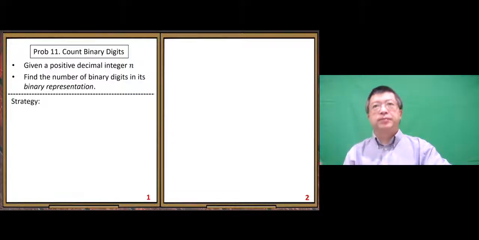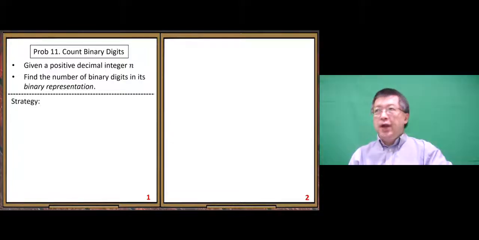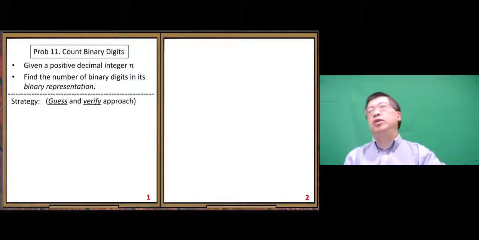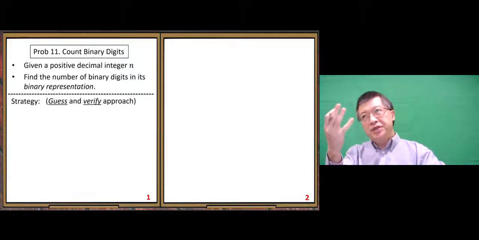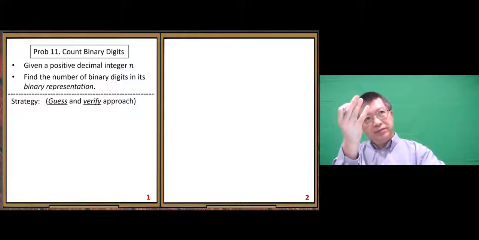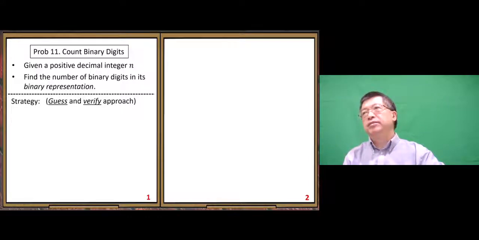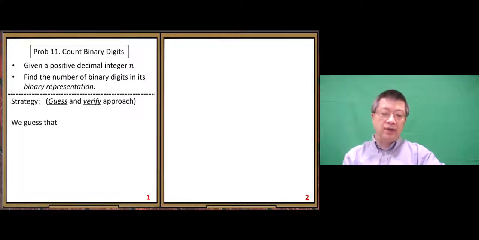The strategy. Here we use a strategy we used several times before. That is the guess and verify approach. We guess the correct result. We try our best to guess a result. Sometimes your guess may not be correct, then you can make adjustment later. But guess first. Then we verify it.